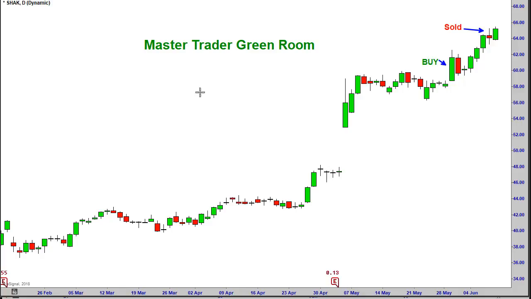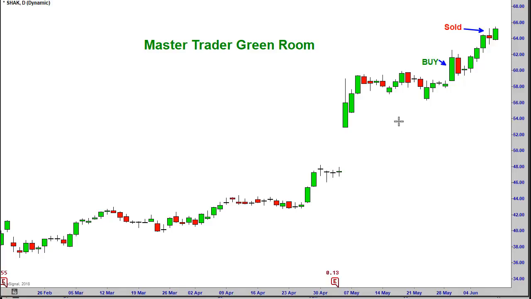For example, in this stock, we bought it in the master trader green room on a breakout above this area. Why? Because notice it was going sideways after a gap up, which it then went sideways, and buyers continued to step up. Think about if you saw this stock moving up as high as it did. The majority would say, well, it should pull back. Well, it didn't pull back.